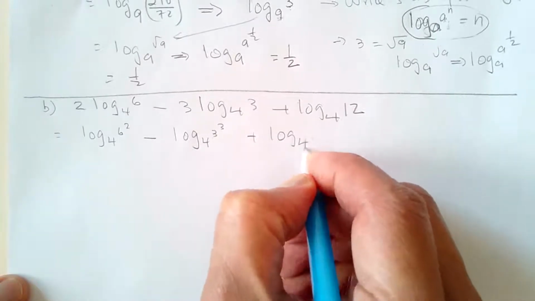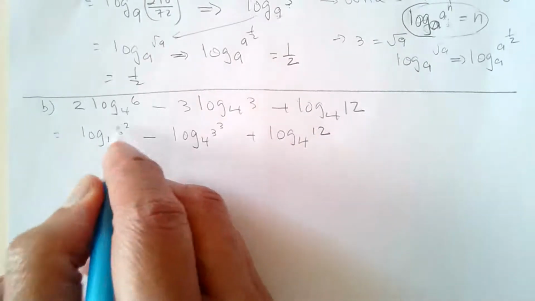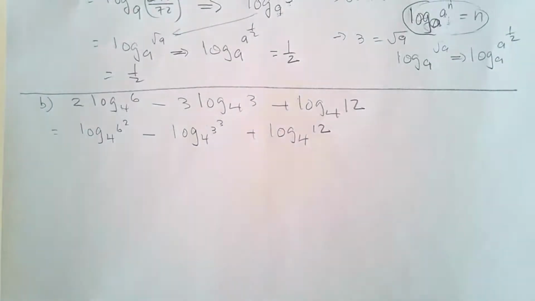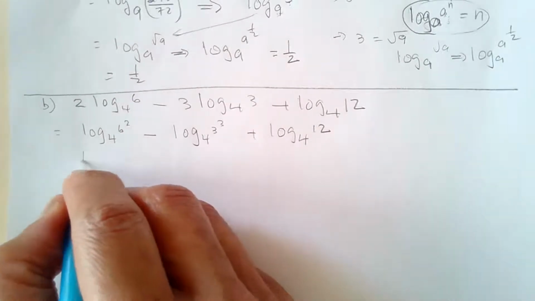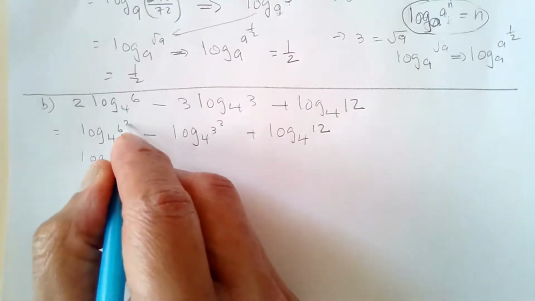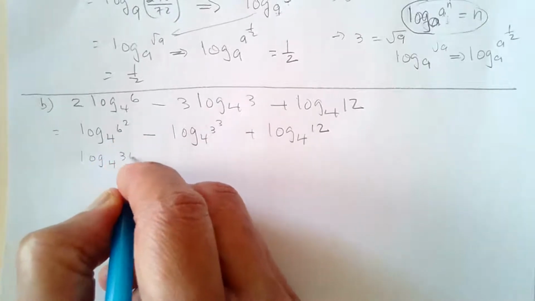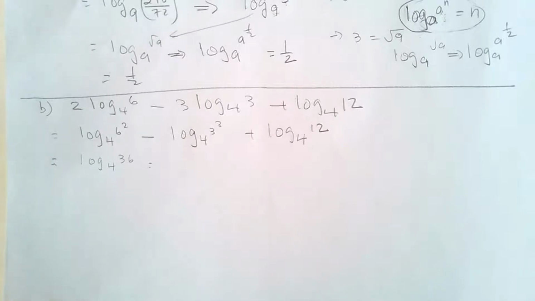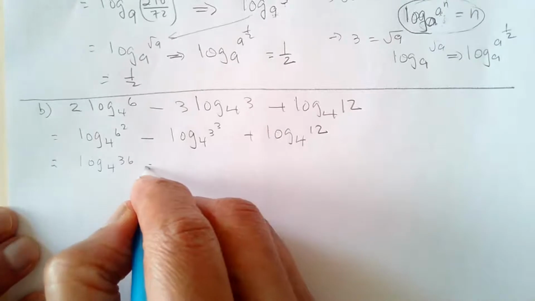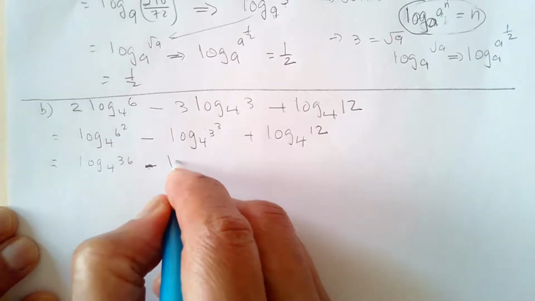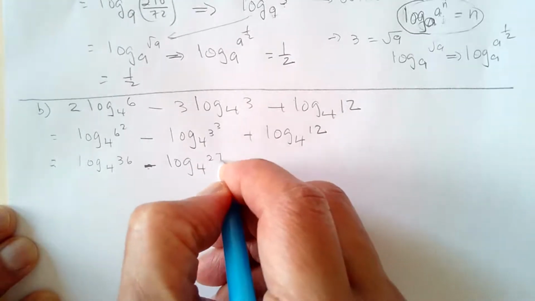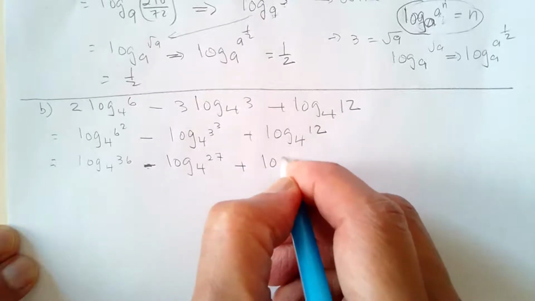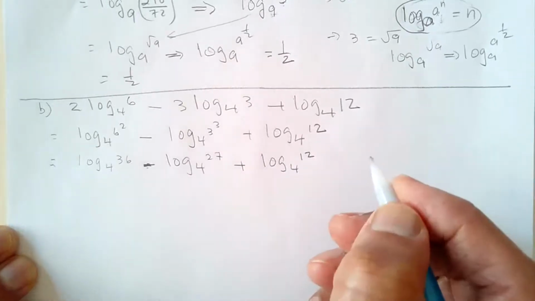plus log base 4 of 12. Let's simplify this one step further. This becomes 6 times 6 is 36, minus log base 4 of 3 to the power 3, which gives you 27, plus log base 4 of 12.